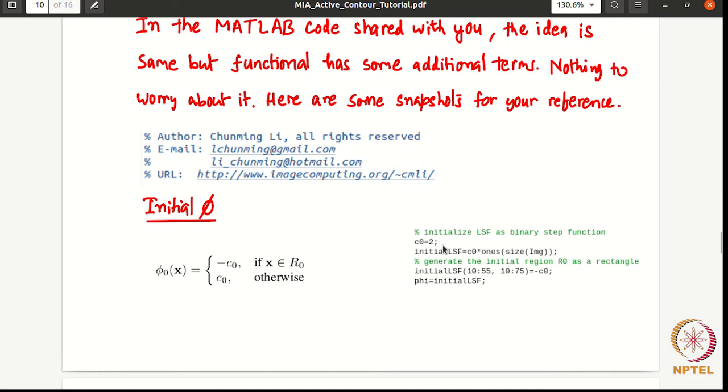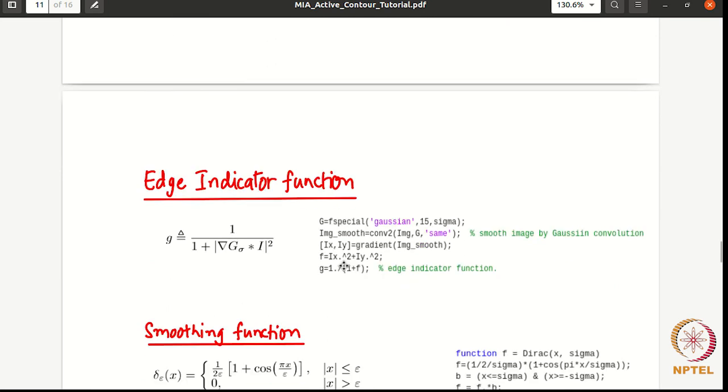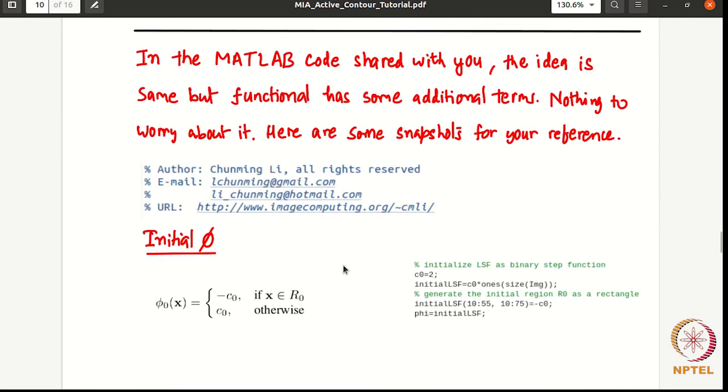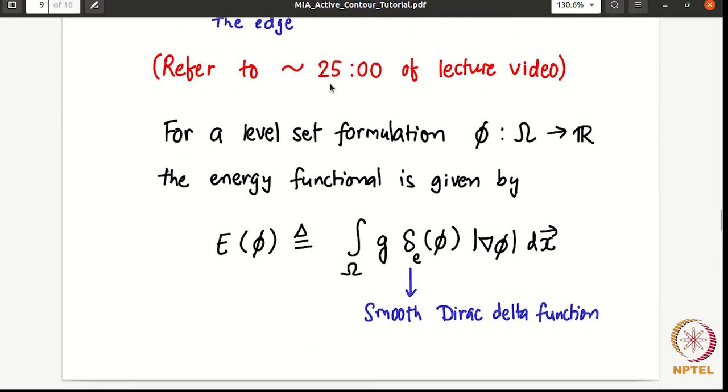So its value is either -2 or +2. Then the edge indicator that we have seen, they have also used the same edge indicator. So this is how we write an edge indicator in MATLAB. Also here, please go to this almost at 25 minutes.